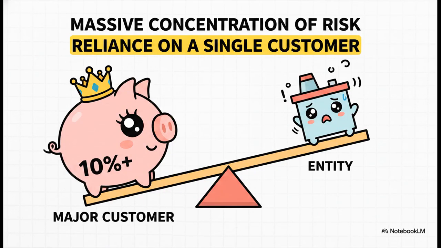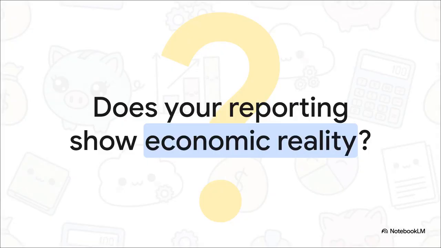And here is a really fascinating requirement all about vulnerability. You don't have to explicitly name a major customer, but you absolutely must disclose your reliance on them and specify which segment is reporting those revenues. Listen, if one single customer provides 10% or more of your entire company's revenue, that is a massive concentration of risk. Investors desperately need to know if losing a single contract could just instantly wipe out a tenth of your top line.